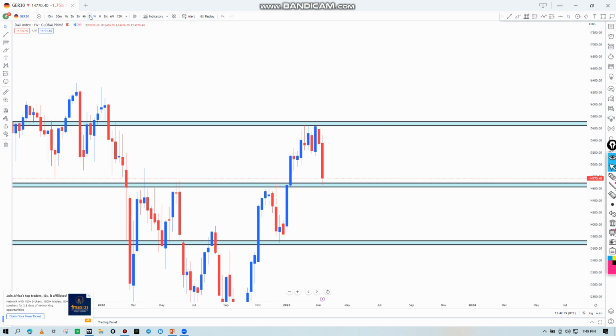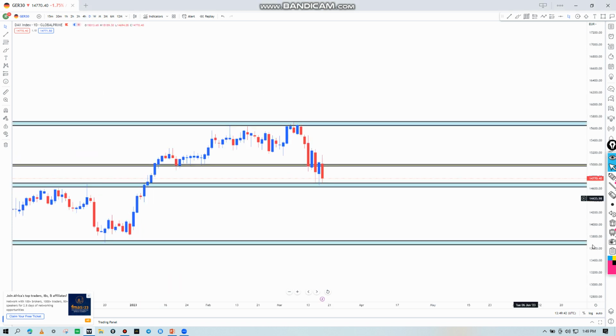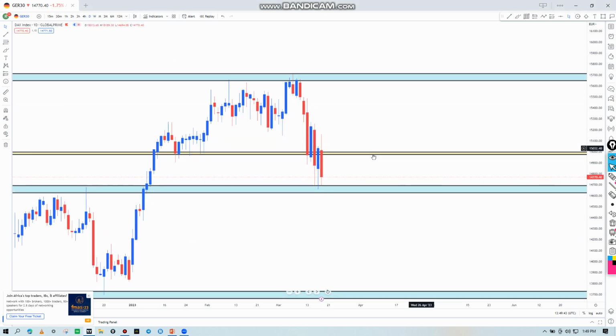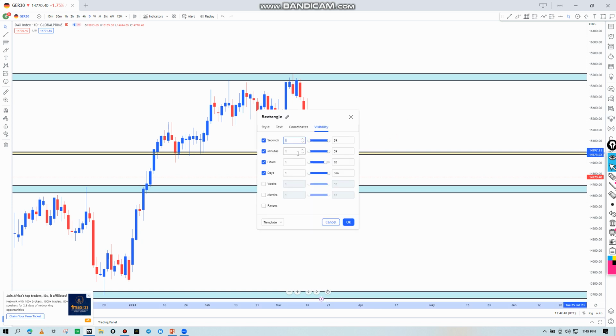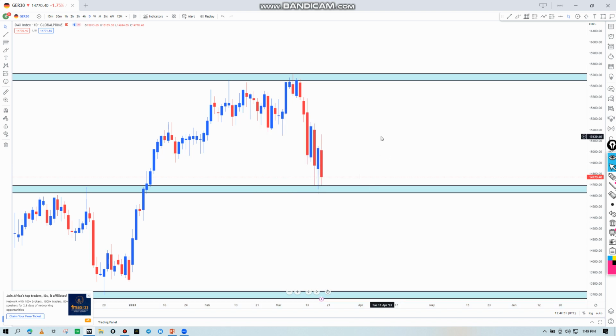Now let's take it to the day time frame for further look and further analysis. Now on the day time frame, look at this. Let me change the visibility over here. It's not supposed to be here. Alright, just hold on for me. Let me just finish this thing up. Okay, now this is the daily time frame on GER30.